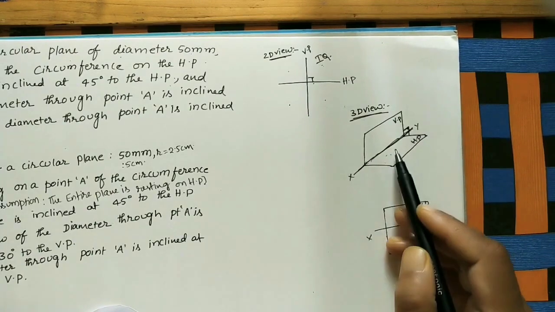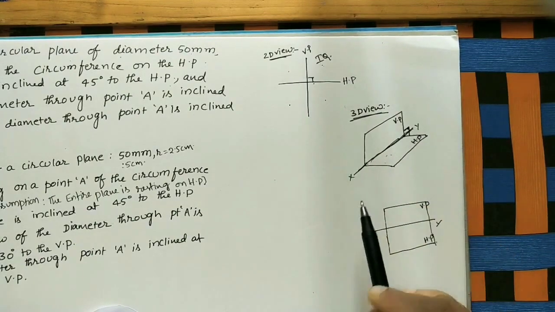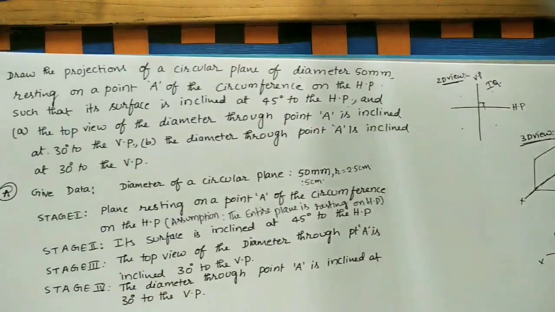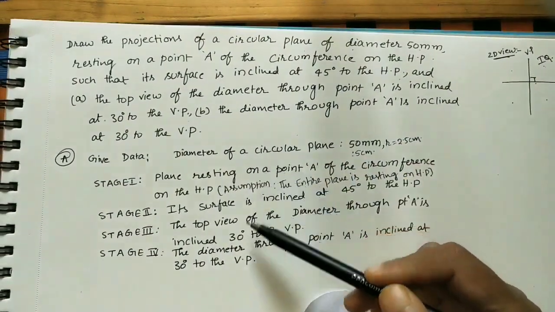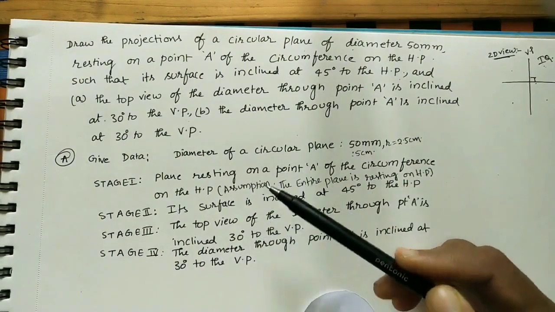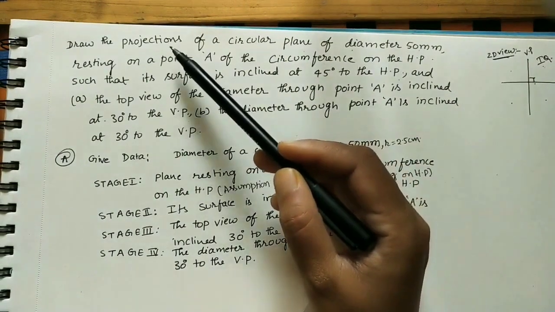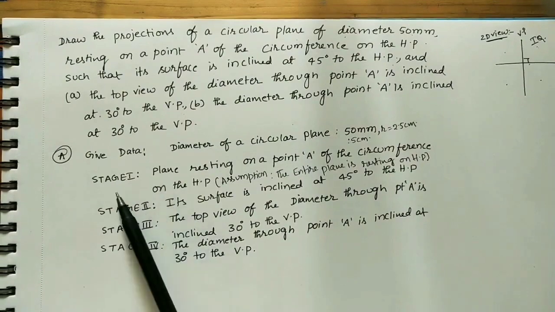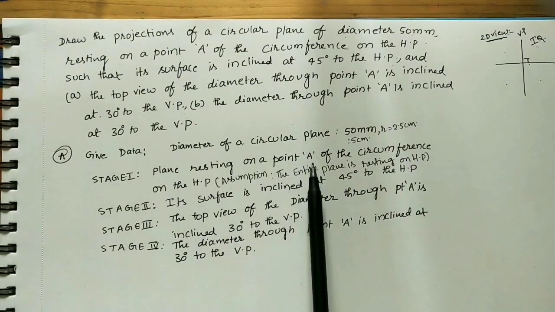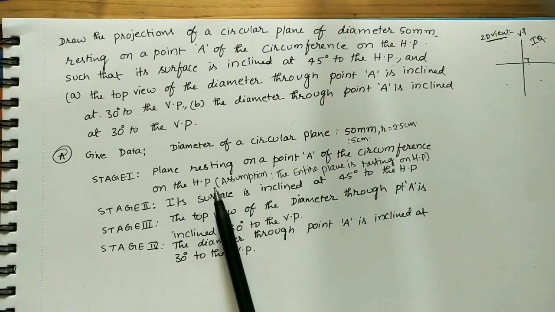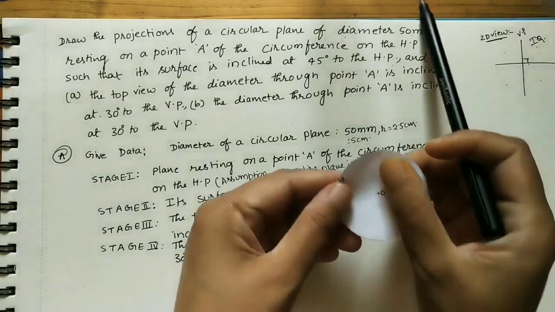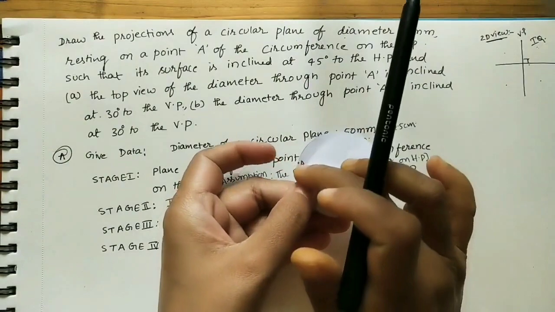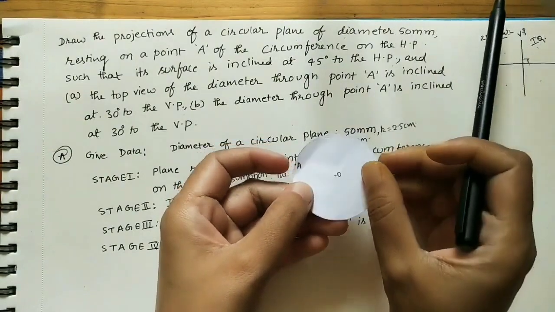In it we have to keep the circular plane. For keeping the circular plane, some conditions are given, so we have to take those conditions here. I have written the same conditions here, and at these conditions we have to do the projections. In stage 1, the condition is plane resting on a point, capital A, of the circumference on the HP. So here we are taking capital A point on the circumference. This point is on the horizontal plane.